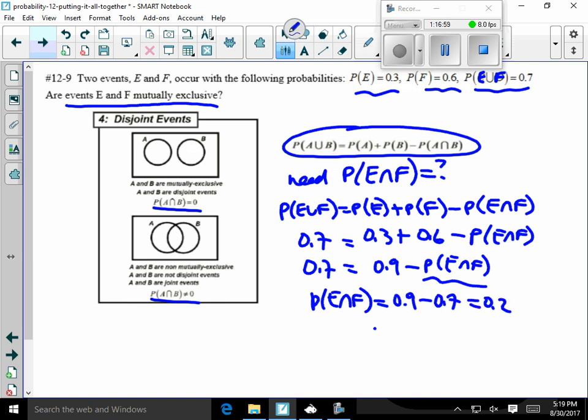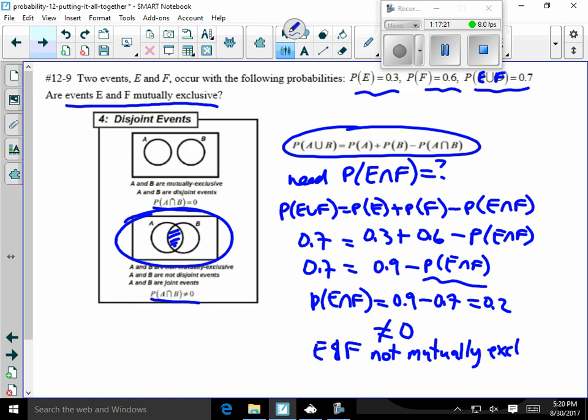Since that is not equal to 0, it means we're in this case right here. The two events are overlapping, because there is a probability here that is something other than 0. So we could say that E and F are not mutually exclusive, or not disjoint. We'll use mutually exclusive because that's what they said. So not mutually exclusive, because there is an overlap.